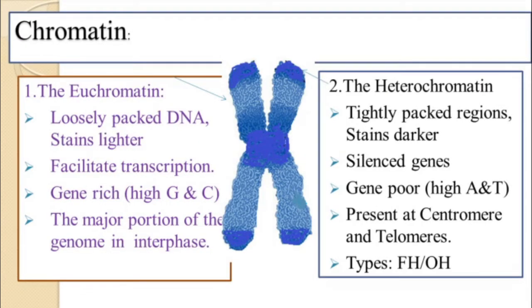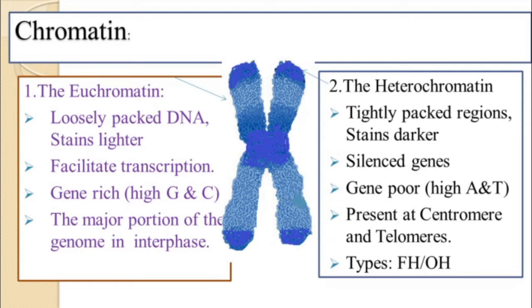This chromatin is again divided into two different types. The DNA that is loosely packed and stains lighter with Feulgen is called euchromatin, and the DNA that is tightly packed and stains darker with Feulgen is called heterochromatin. The euchromatin is a gene active region which has more active genes and facilitates transcription. It shows high guanine and cytosine nucleotide content.